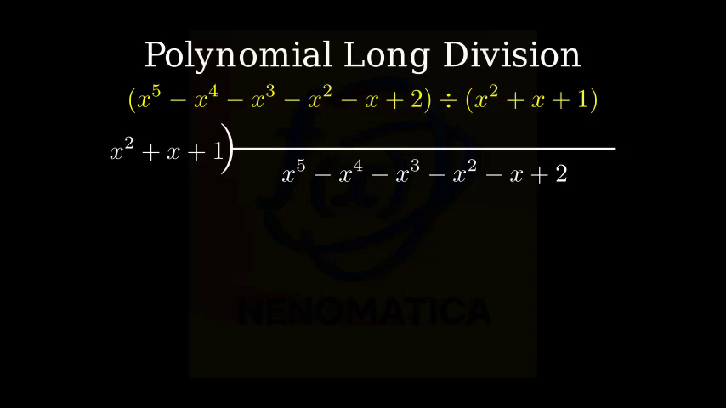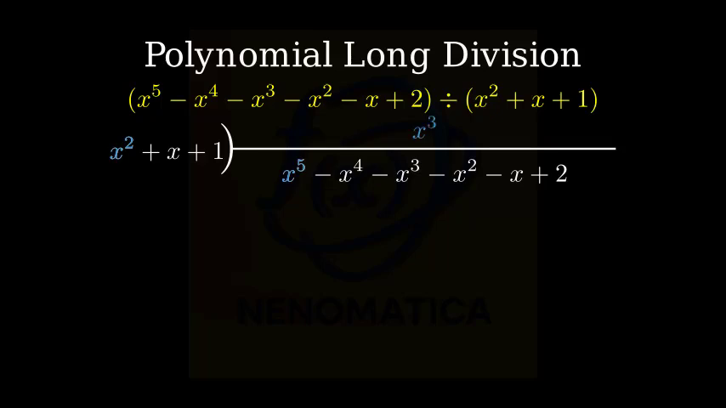The first step is to divide the highest degree term of the dividend by the highest degree term of the divisor. The highest term in our dividend is x to the fifth, and the highest term in our divisor is x squared. When we divide x to the fifth by x squared, we get x cubed. This becomes our first term in the quotient.